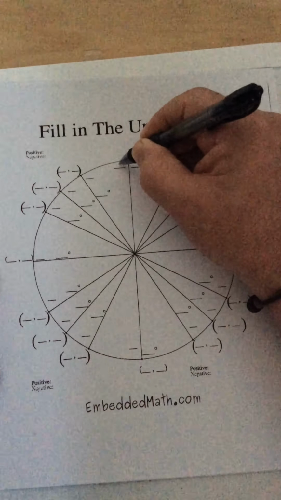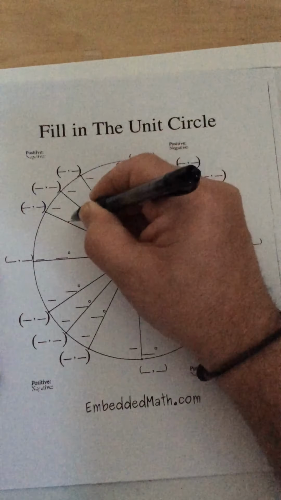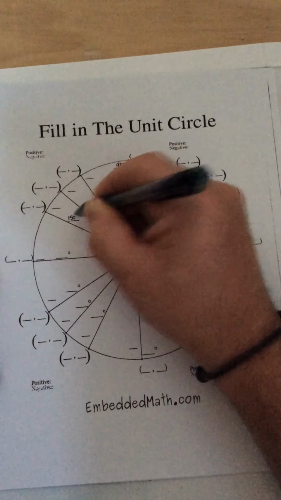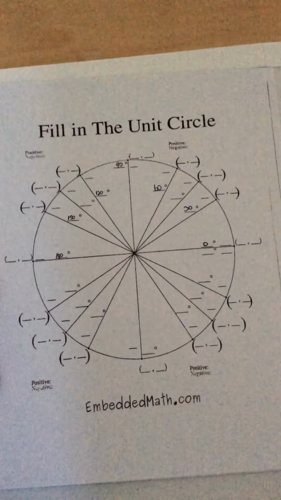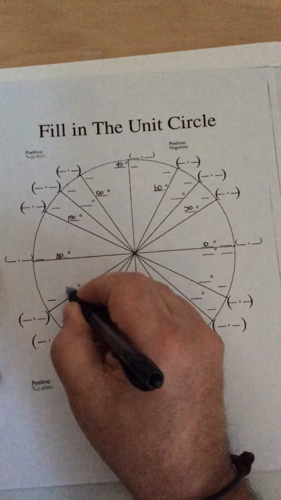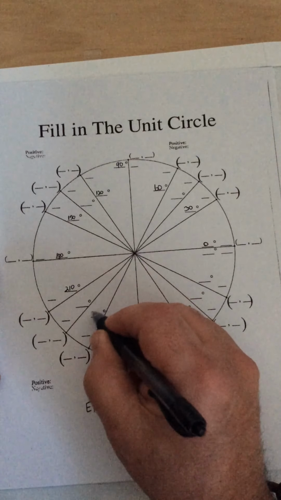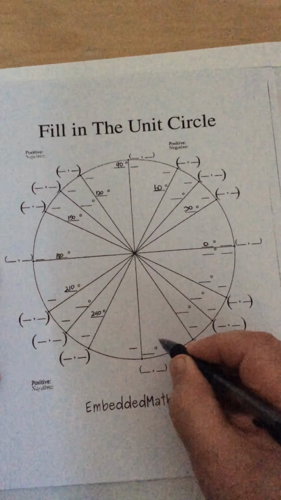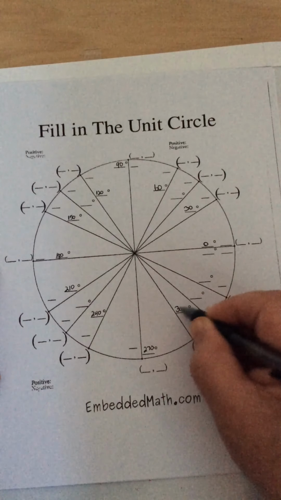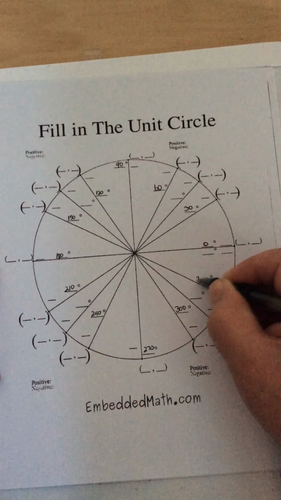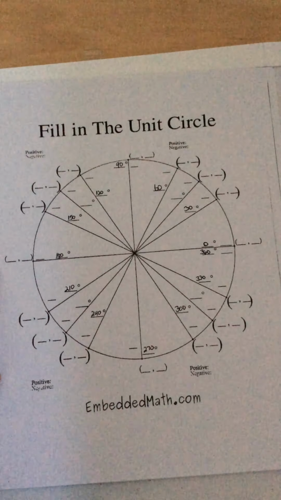60, 90. I'm just adding 30, 120, 150, 180. Again, just adding 30, 210, skipping my half quadrants. Those are 45s. So 240, 270, 300, 330, and then I've made one complete revolution, so 360 degrees.